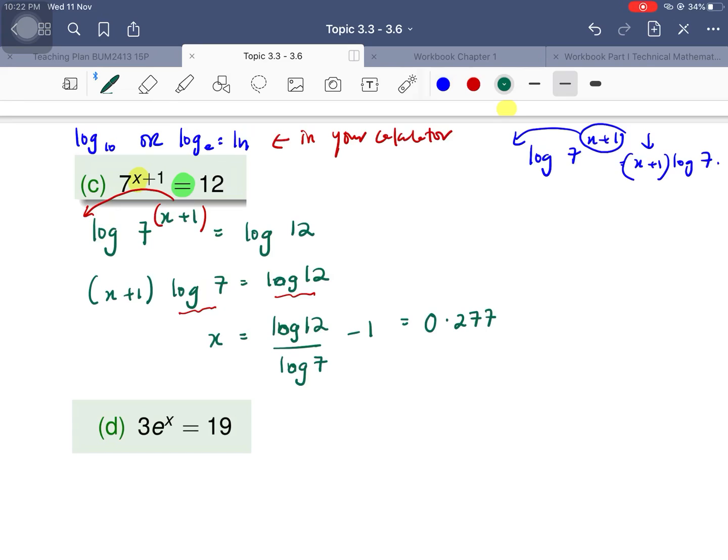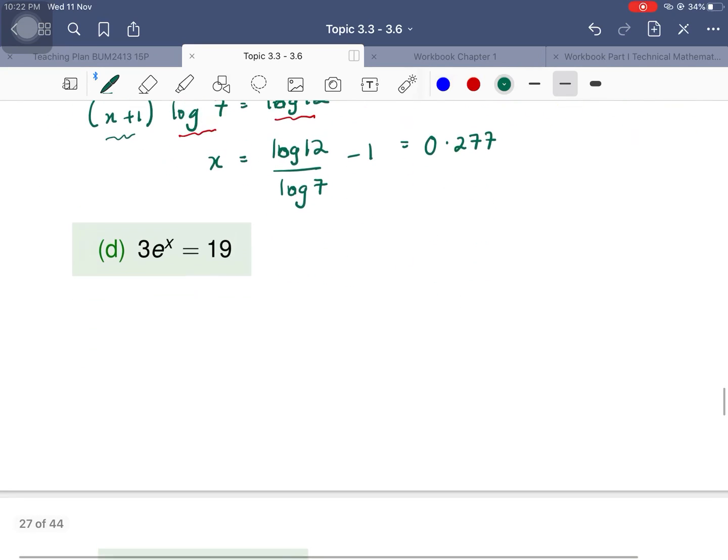So the idea is that whenever your function is in terms of index and what you wanted to solve is at the top, you log both sides of the equation so that we can actually bring down the x instead of it becoming the power. So now it's going to be at the front and it becomes x plus 1. So that will be the idea for C.